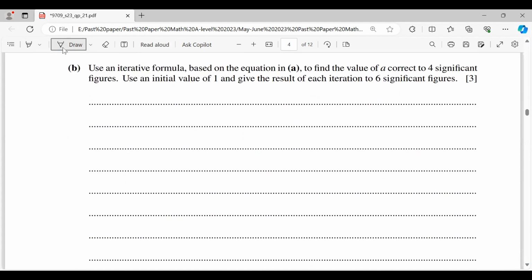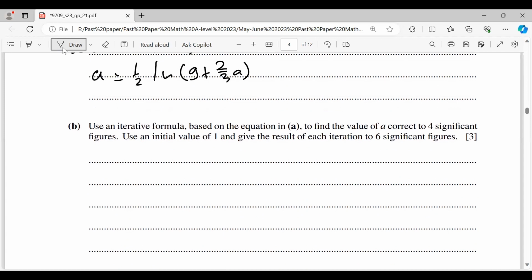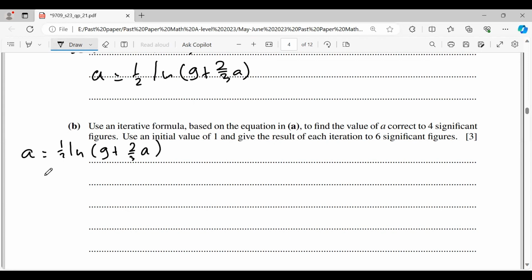Next, use an iterative formula based on the equations in A to find the value of a correct to 4 significant figures. Use an initial value of 1 and give the result of its iteration to 6 significant figures. Okay. a equals half ln of 9 plus 2/3 a, according to this instruction we may start from a equals 1. So half ln of 9 plus 2/3 times 1.